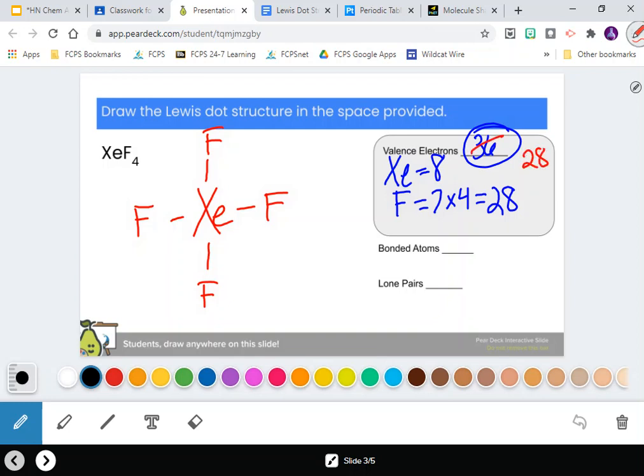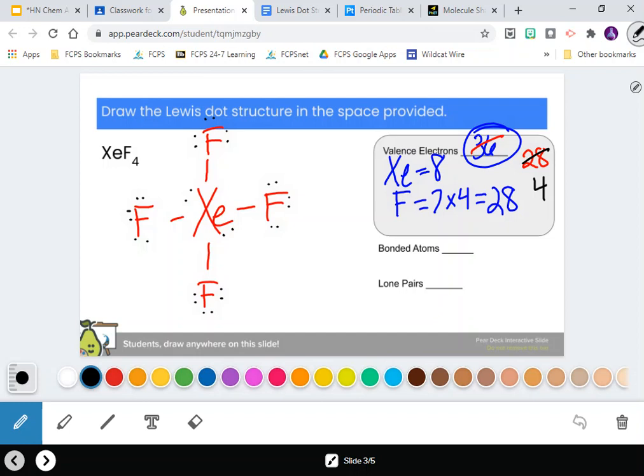Okay, now dots around them. 2, 4, 6, 8, 10, 12, 14, 16, 18, 20, 22, 24. So I've used 24 of my 28. That means I'm down to 4. I have 4 left. Extra electrons go where? Lone pairs on the central atom. So it doesn't matter which side you do. You can pick any side. I'm going to put some there, some there.